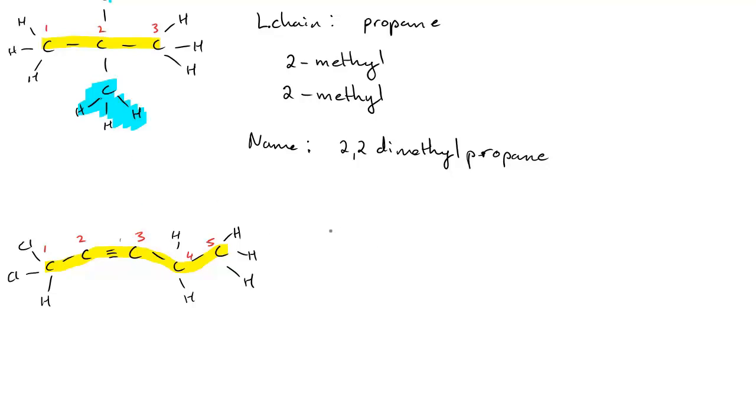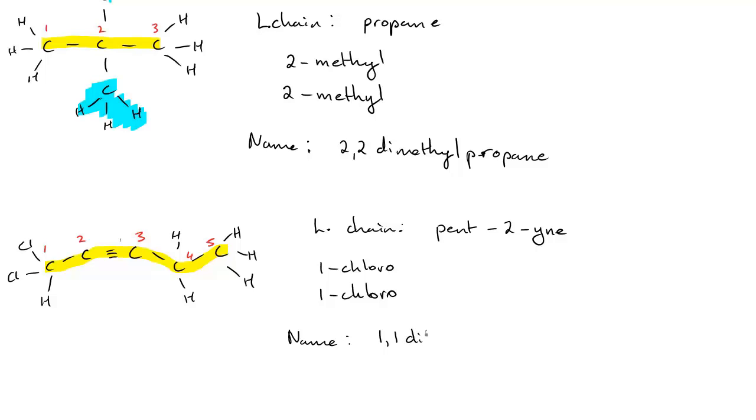Now, to name this, the longest chain is referred to as pent-2-yne, because it's an alkyne now. It has a triple bond. And then the functional groups: on the first carbon there's a chloro, and on the first carbon there's also another chloro. So the way you would name this is you would call it 1,1-dichloropent-2-yne. Okay, so that's the name of the molecule.